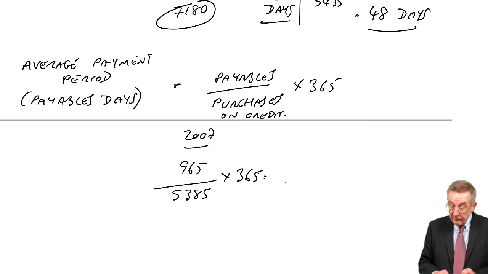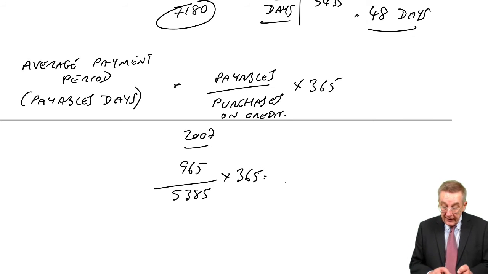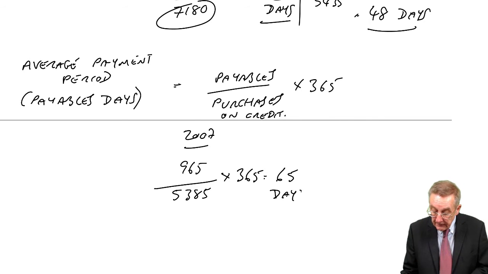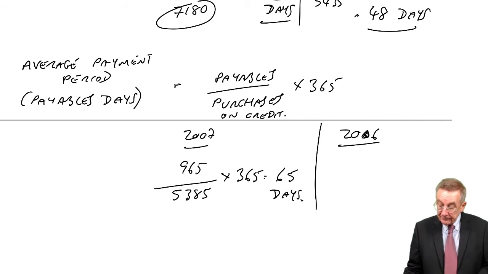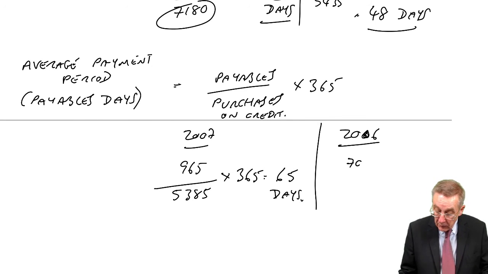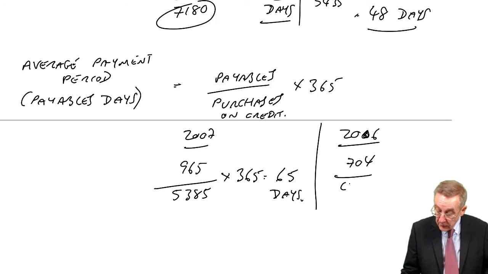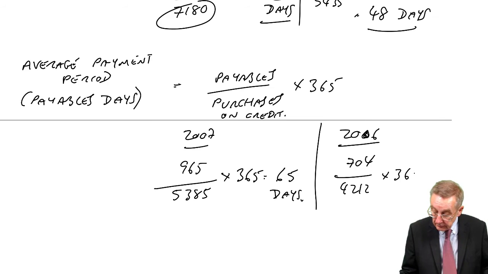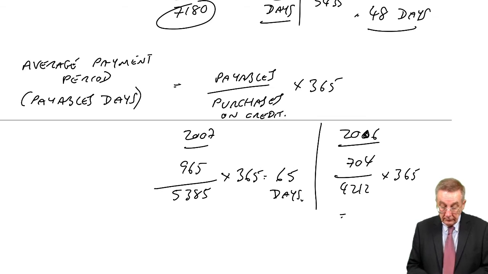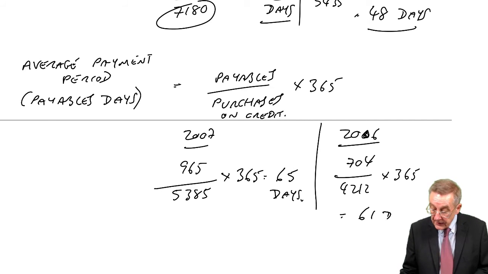Good heavens, it's 600 days. Let me try again. 965 divided by 5385 times 365. It gives us 65 days. Whereas in 2006, liabilities 704, cost of sales 4212. That's 61 days.